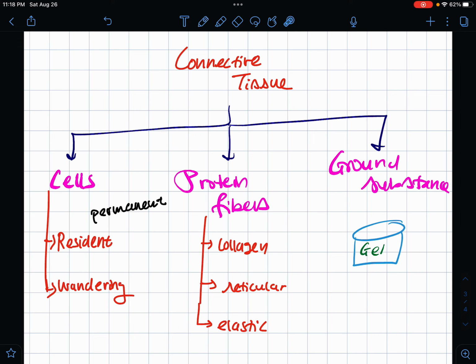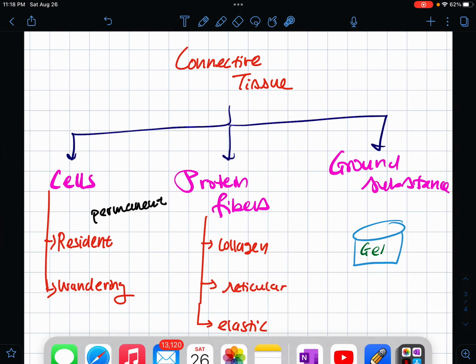Next up would be the protein fibers. There's the collagen, reticular, and elastic, which we'll cover in the next video. And then there's the ground substance itself, which you can imagine as a gel-like medium. So now that we've covered the general gist of what the connective tissue is made out of, let's actually move on to the cells of the connective tissue.